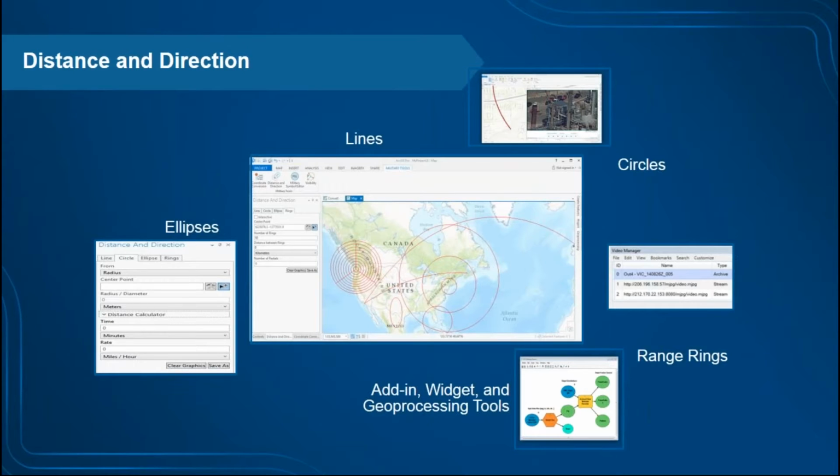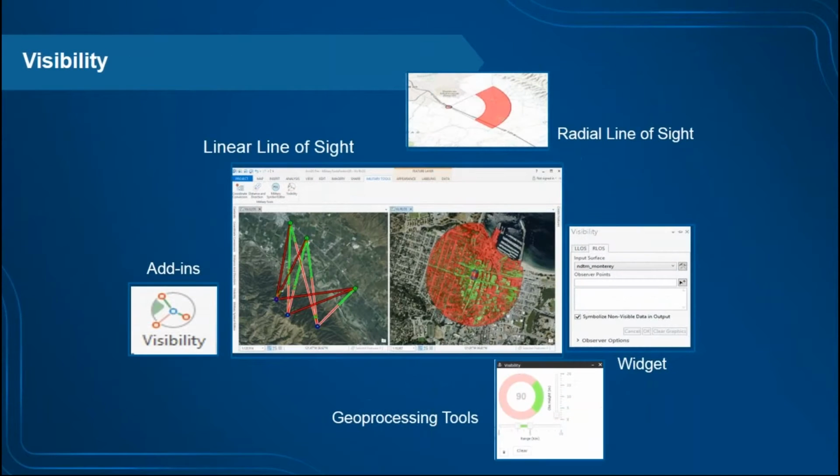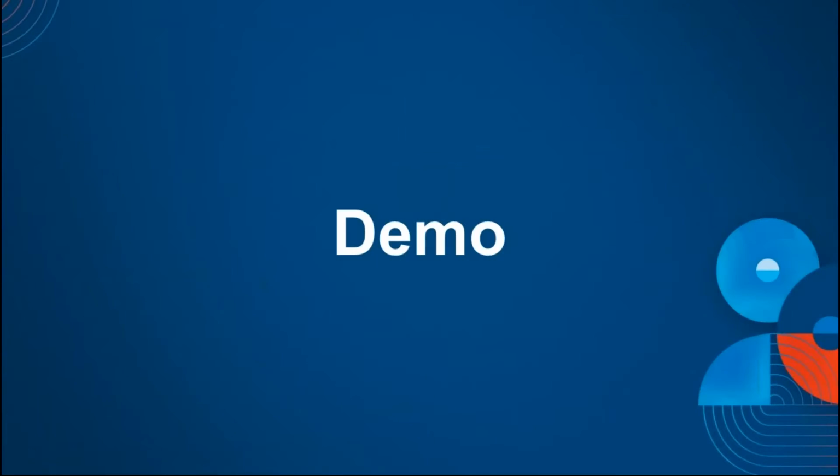Distance and direction supports the creation of geodetic lines, circles, ellipses, and range rings, features that honor the curvature of the Earth in ArcMap, ArcGIS Pro, and in the web. Visibility is also available in ArcMap, ArcGIS Pro, and as a widget for Web App Builder, supporting radial and linear line of sight in both 2D and 3D. Now, instead of just talking about them, Lyle's going to show you what you can do with coordinate conversion, distance and direction, and visibility in ArcGIS Pro. Over to you, Lyle.